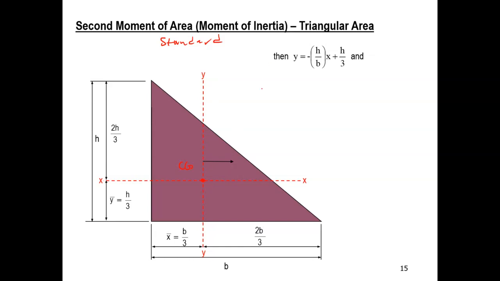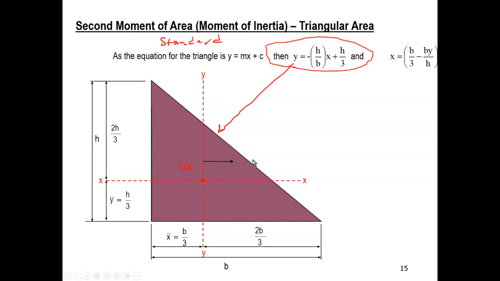And in order to start from first principles to do the integration, I need an expression of this line. So how do I find the expression of this line? That is the equation of the line. You know from calculus how to derive this line equation. And then the next step is to write the first principle equation: Ixx is the integral of y squared dA.